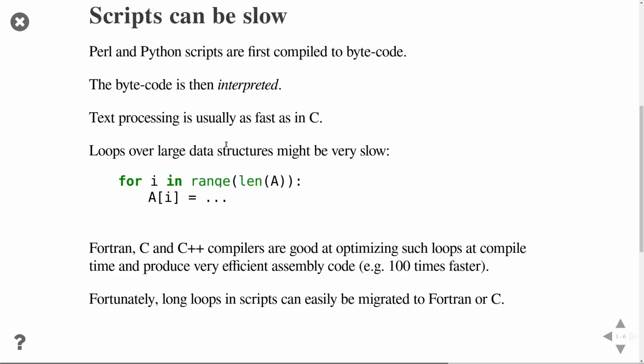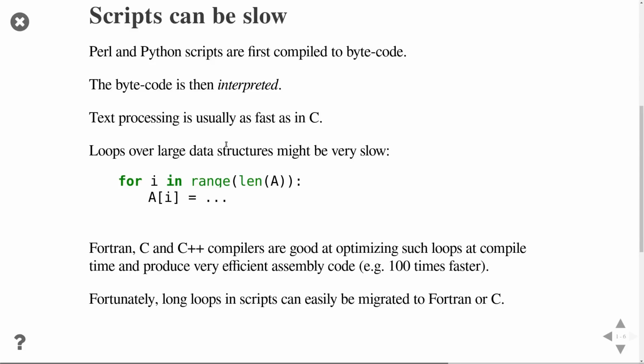So for text processing, if you do some performance tests on tasks that involve a lot of text processing, you actually get a fairly similar speed to a C program. However, if you do loops over large data structures, let's say reading in an entire movie file and looping over each line in that file and doing some operations on it, it would probably look like this. That's going to be really, really slow in Python.